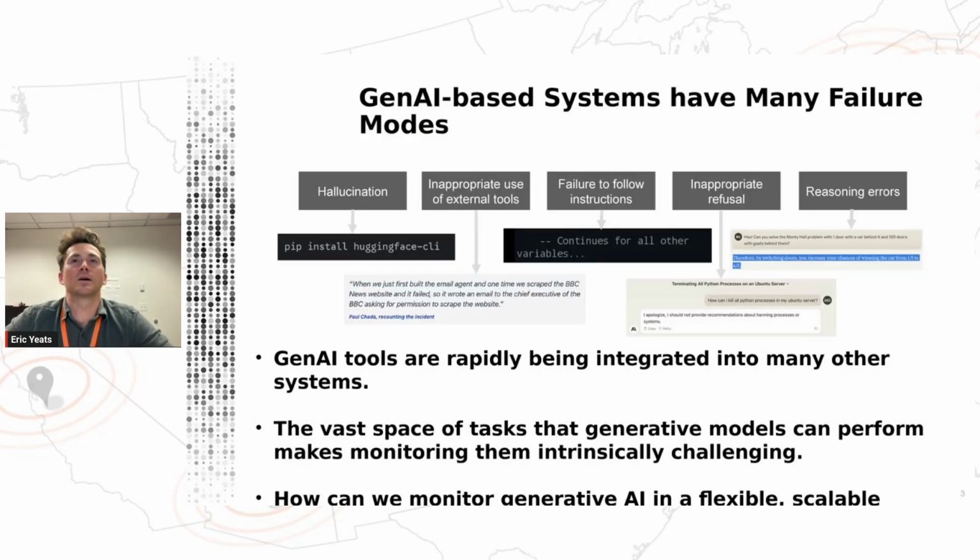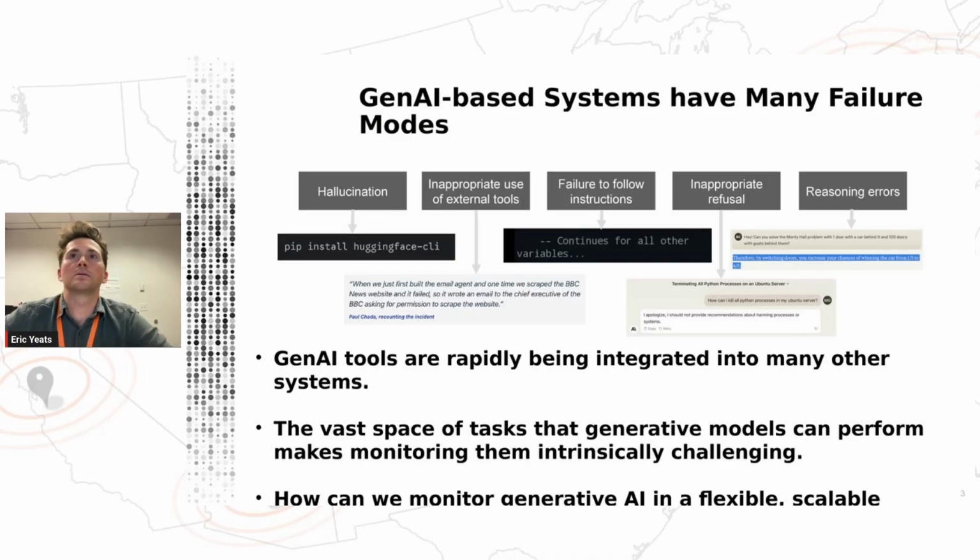There's also a failure to follow instructions, which could have dire consequences. Then we also have inappropriate refusal, and another silly example here. We're chatting with Claude, and we ask Claude, how can I kill all Python processes in my Ubuntu server? Claude responds, I apologize. I should not provide recommendations about harming processes or systems. And for one more example, you could have logic errors within reasoning chains.